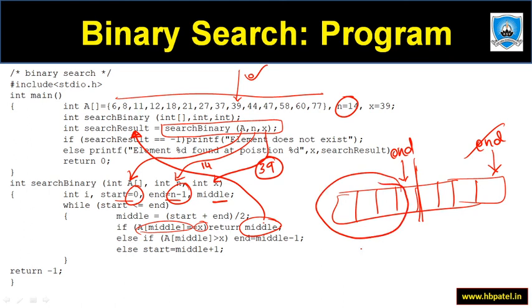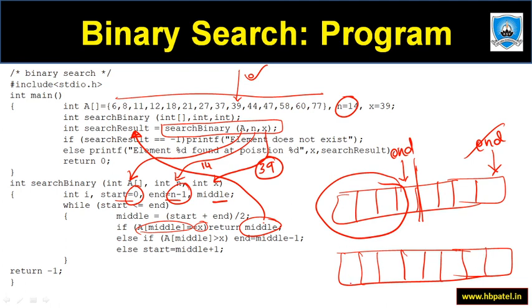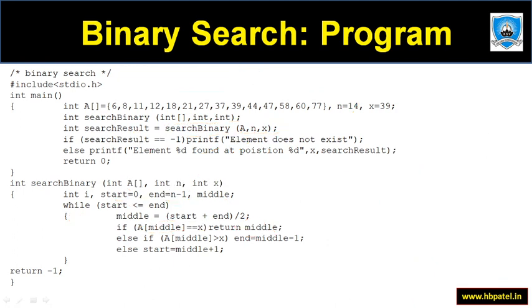If this is not the case, the other way around, in that case we will be moving our start pointer. If start was initially over here and you don't find something over here, then we will be moving start to middle plus 1, and just keep on doing. So this is how you will get the complete execution of this binary search algorithm.